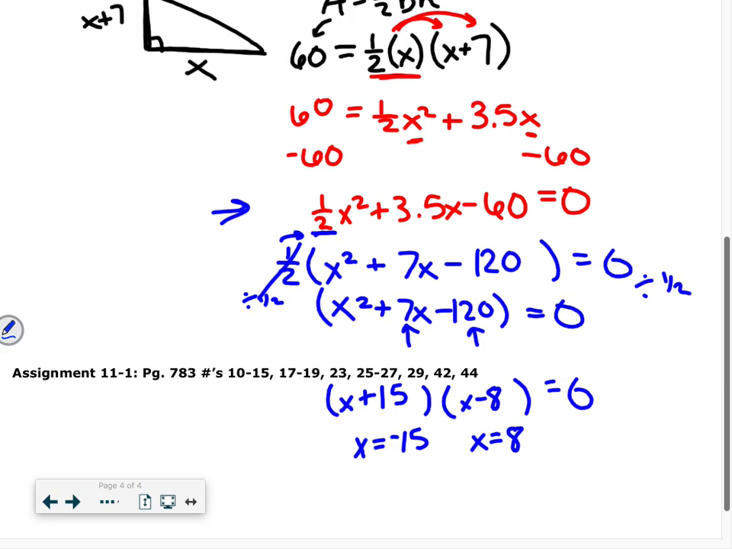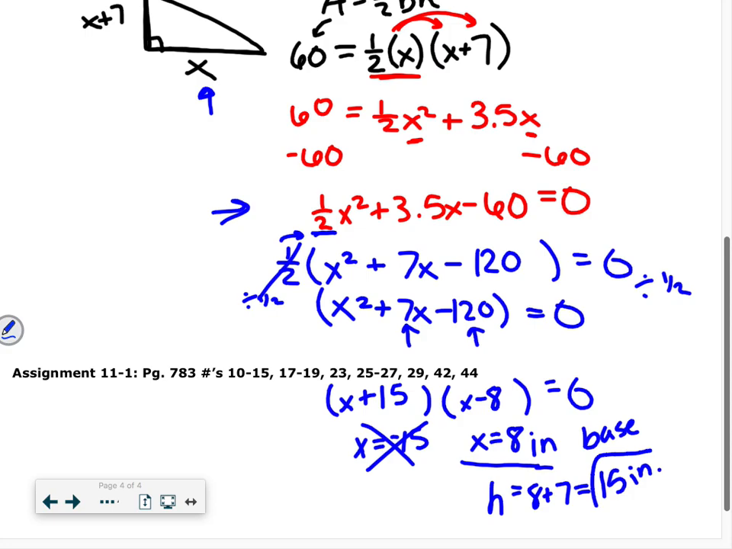Now remember, x represents the base of the triangle. So if it represents a length, we cannot have a negative length. So this part here must be the length of our base. And we need to find the length of the height as well. So our height is going to be 8 plus 7, which is 15 inches. So those are the dimensions of that.